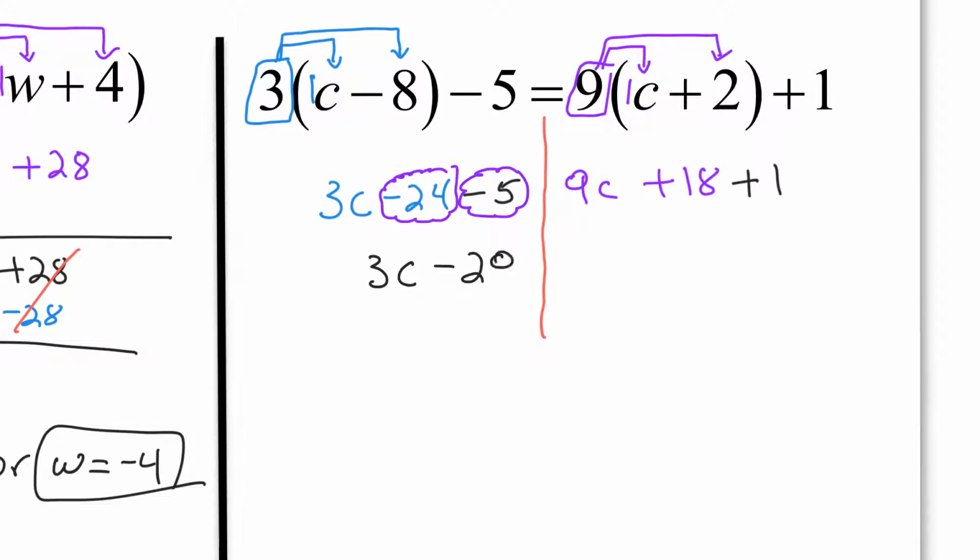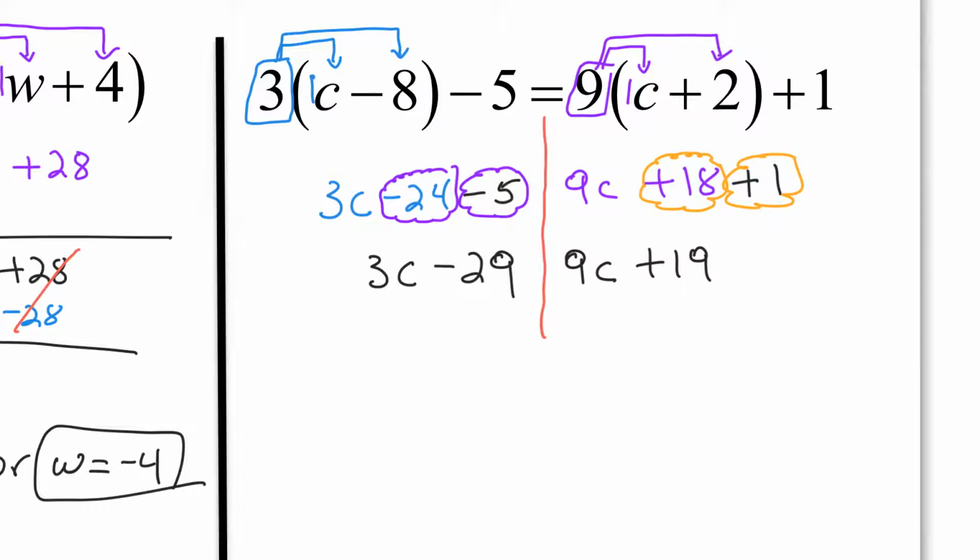That's negative 29. And on the other side, once again, I don't have any fractions. I don't have parentheses, but I do have like terms, the 18 and the 1. Those are like terms. So I am going to combine the plus 18 and the plus 1. So let me bring down the 9c first, and then 18 plus 1 is 19.